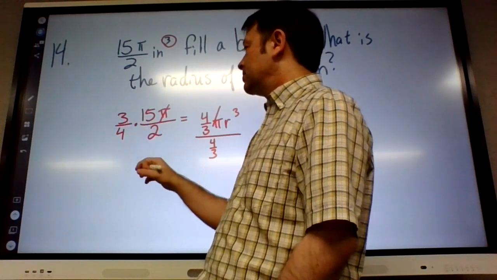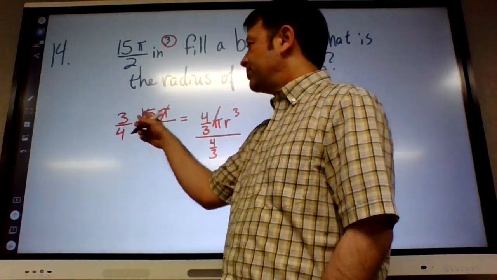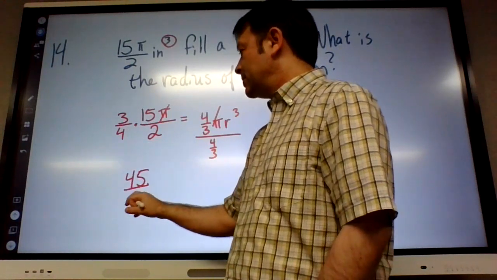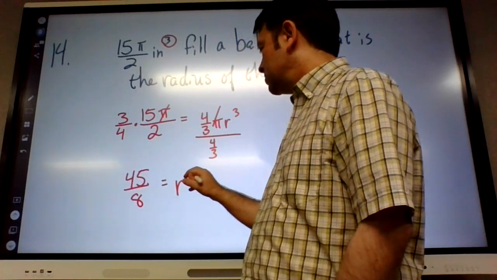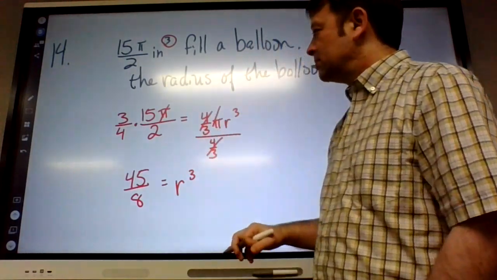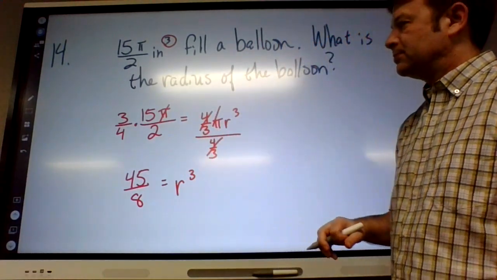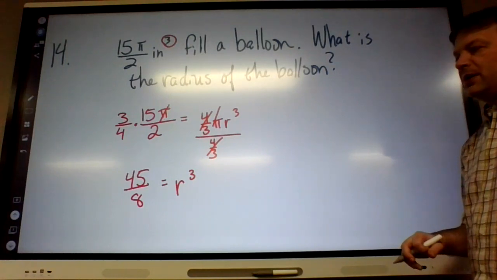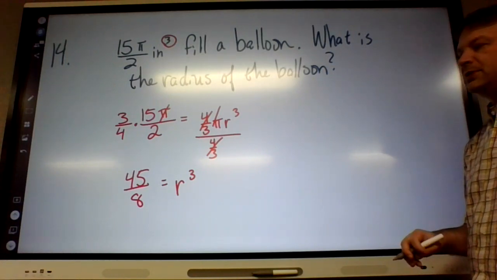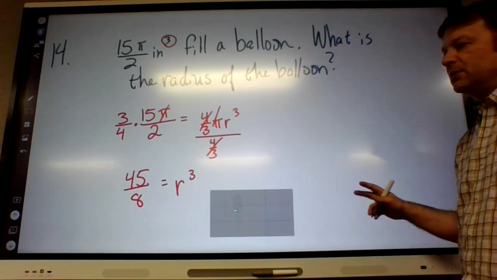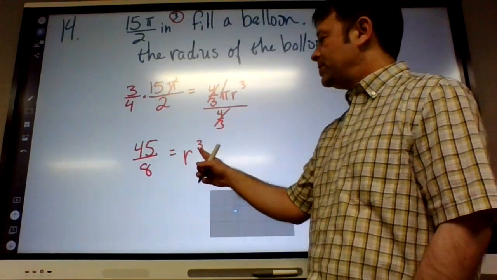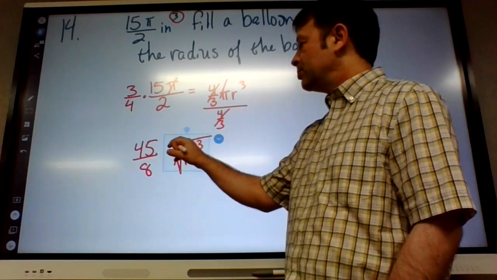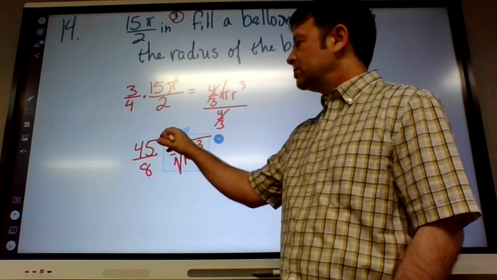So 3 times 15, that'll be 45 over 4 times 2, 8. Yep, it's going to be 6.3. How do we solve this for r? What's the opposite of cube? Square root. Cube root. Oh my goodness.